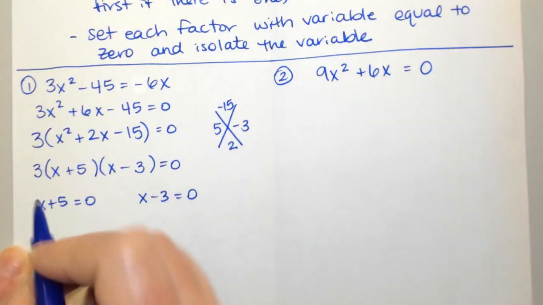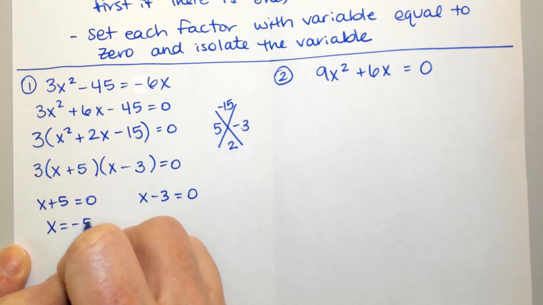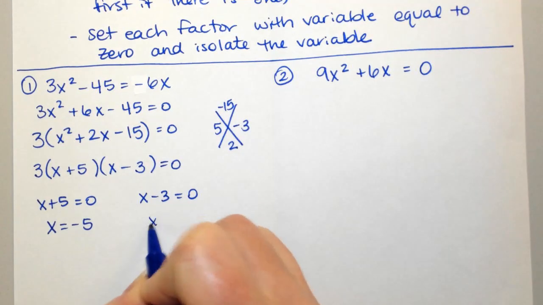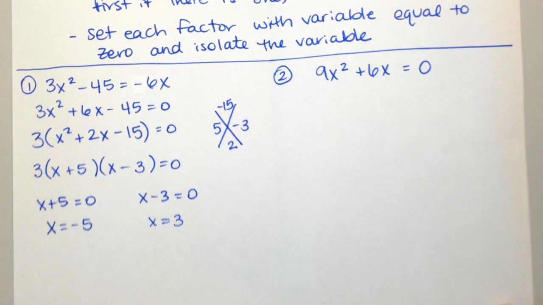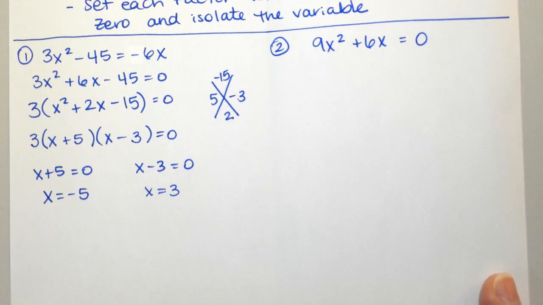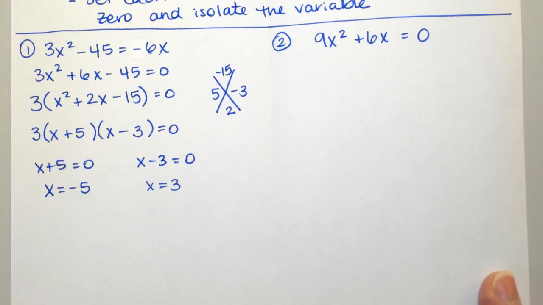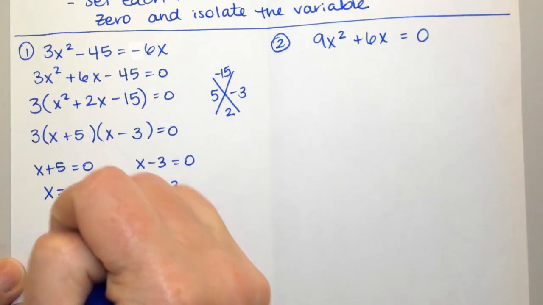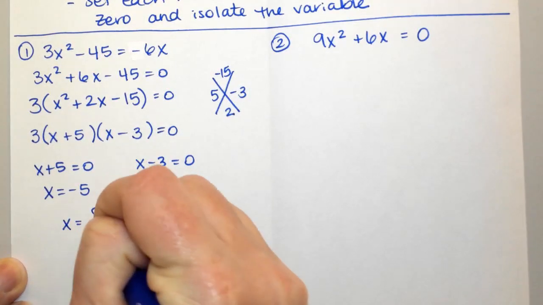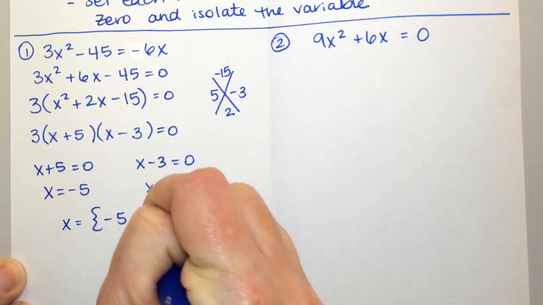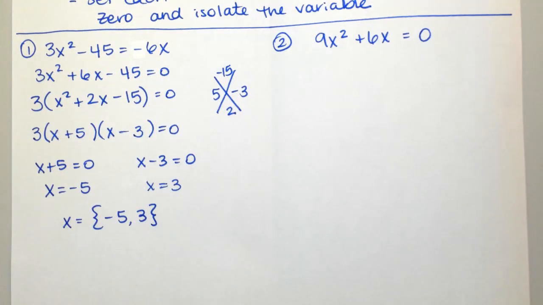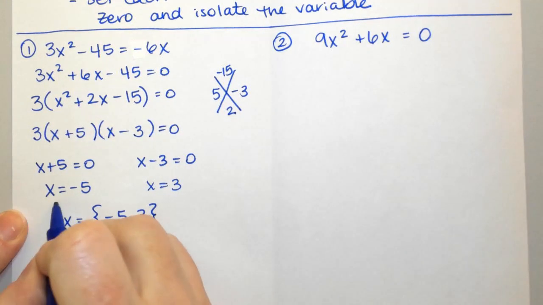So if I take away 5 from both sides, one of my x-intercepts is going to be at negative 5. If I add 3 to both sides, my other x-intercept is going to be at 3. So my solutions are negative 5 and 3. And if you're going to write them in set notation or something like that, just make sure you're always going from small to big. Questions for me so far?